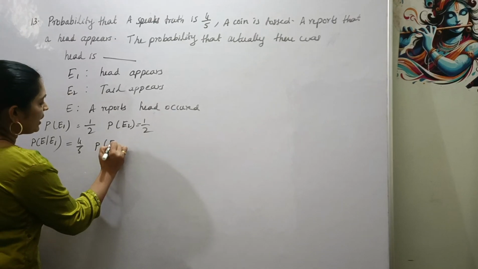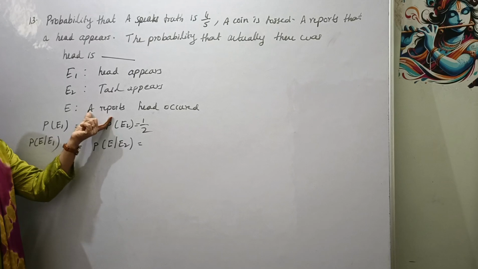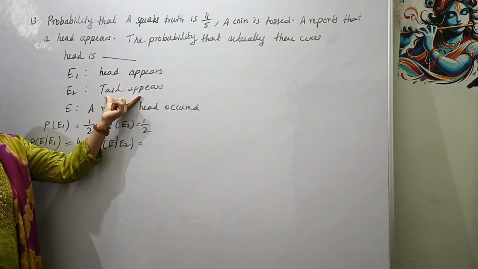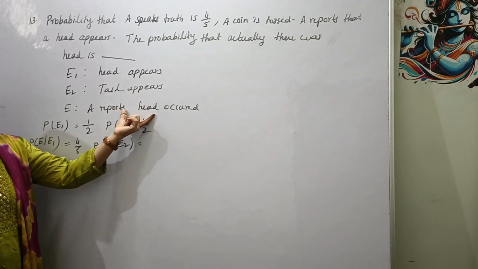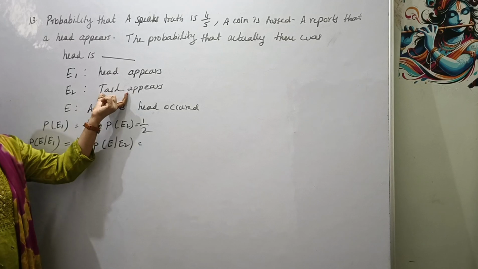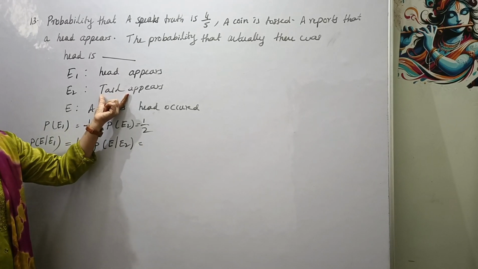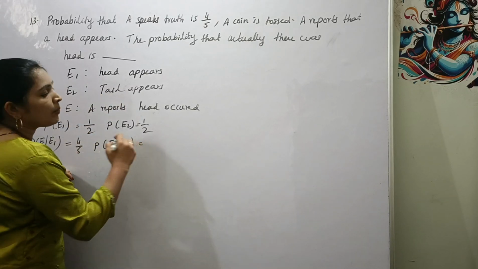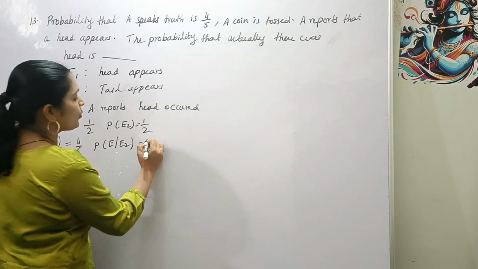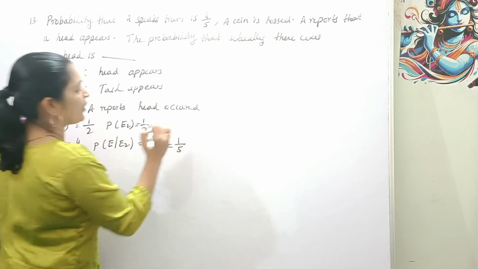And probability of E given E2, that is probability of A reports head occurred when tail appears. That means A speaks lie, right? That is 1 minus 4 by 5. So probability of lie is 1 minus 4 by 5. That is 1 by 5.